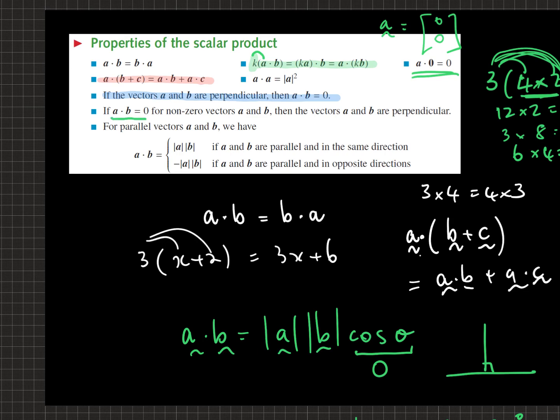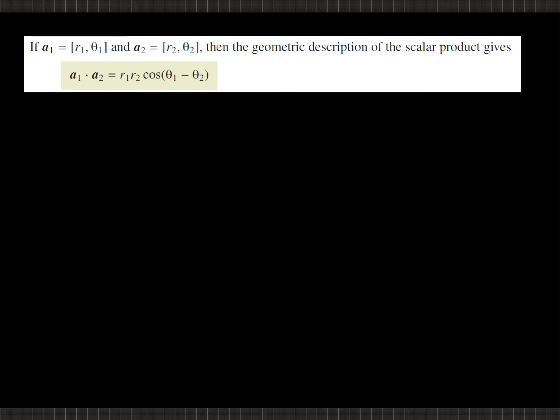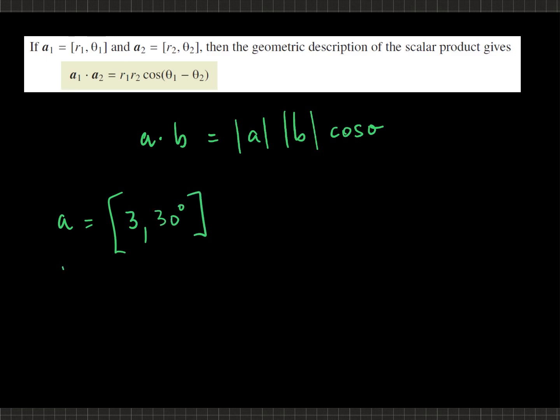Okay, finally, if we have got two vectors in polar form, well, then it's really easy to find the dot product. Let's just think about it. Remember, let's just use a and b. A dot b is the length of a by the length of b by the cosine of the angle in between. Let's just say that vector a is 3 units long and it's at an angle of 30 degrees, and vector b is 2 units long and it's at an angle of 45 degrees.